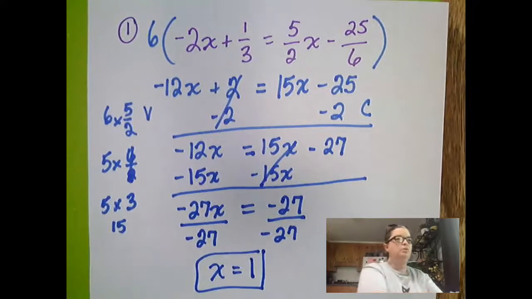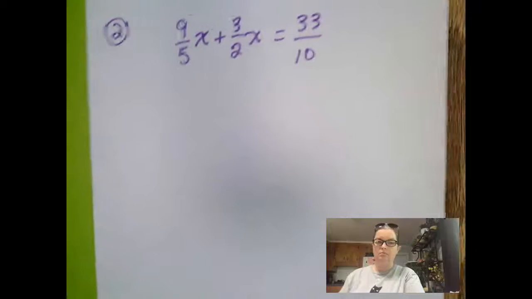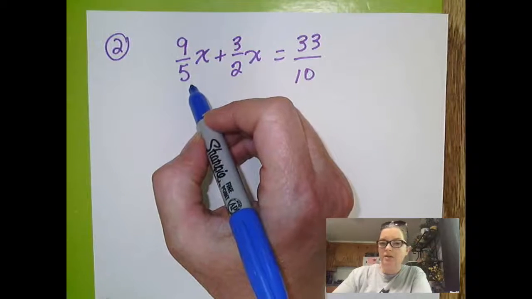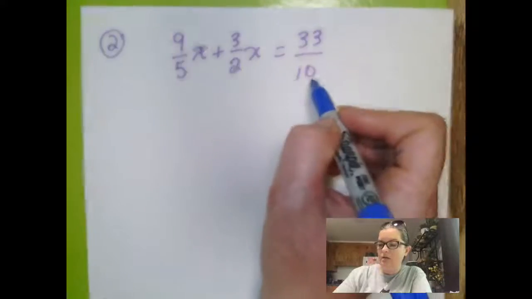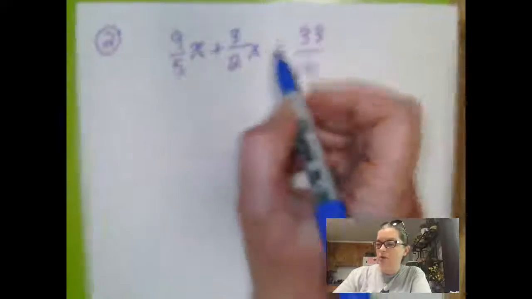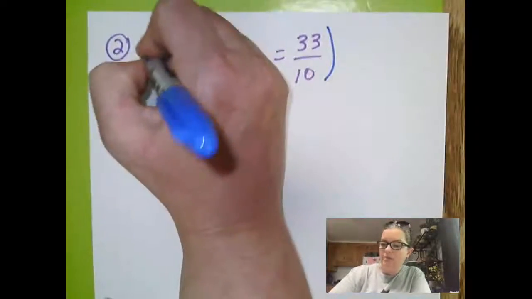All right, number 2. Again, I'm looking at my denominators. I've got a 5, 2, and 10. 10 divided by 5 is 2, and 10 divided by 2 is 5. So 10 is the number that I'm going to multiply by.